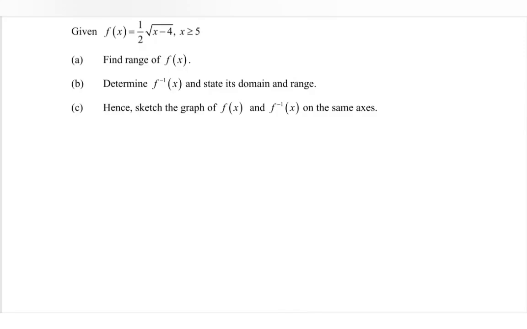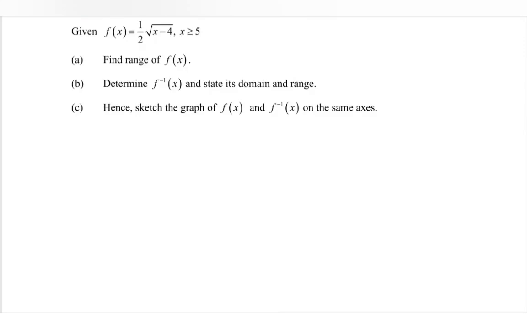Given we have the function f(x) equals 1 over 2 multiplied with the surd x minus 4, where we have the domain x must be greater than 5. So A, find the range of f(x). B, determine the f inverse and then state its domain and range. C, sketch the graph for both functions on the same axis. So my suggestion is to sketch the graph.